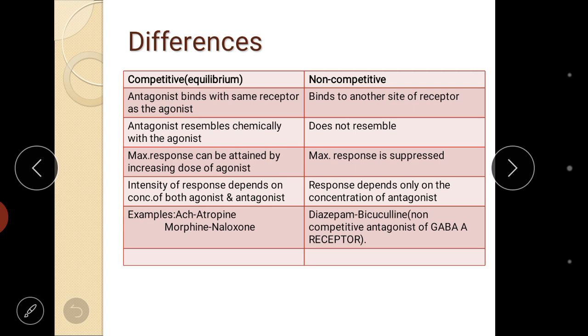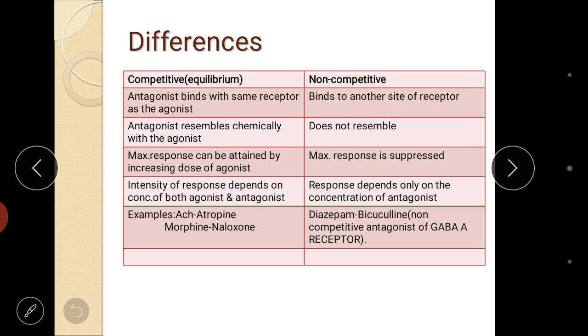Here there is a table comparing competitive and non-competitive antagonism, whatever we discussed till now. When you look at competitive, the antagonist binds with the same receptor site as the agonist. Where the agonist is going to bind, the antagonist will also bind. But non-competitive antagonists bind to another site of the receptor, the allosteric site. In competitive antagonism, the antagonist resembles the agonist chemically. But in non-competitive, there is no resemblance.